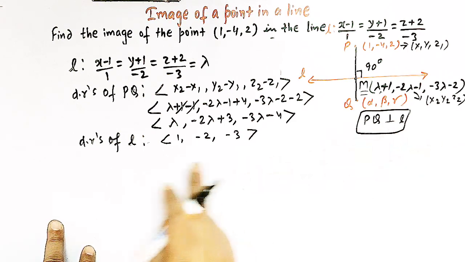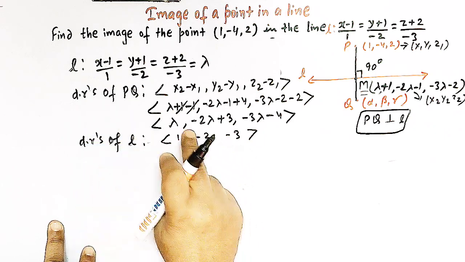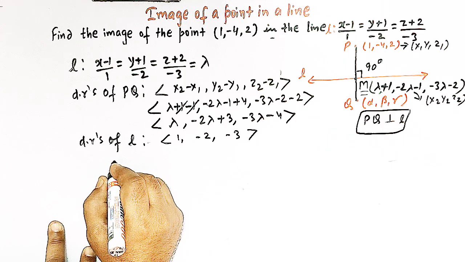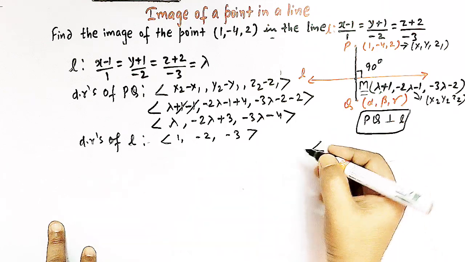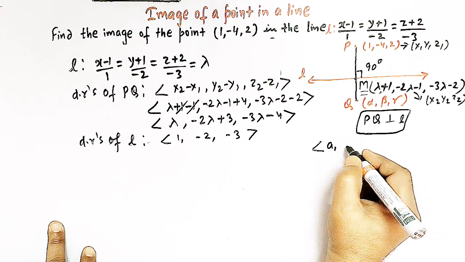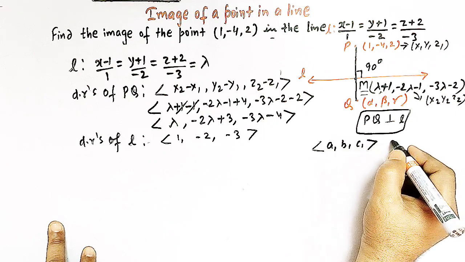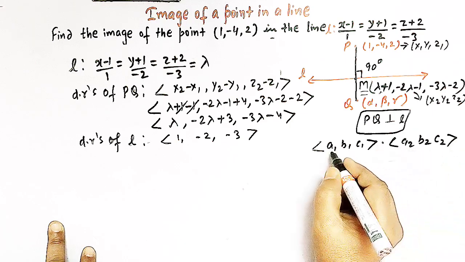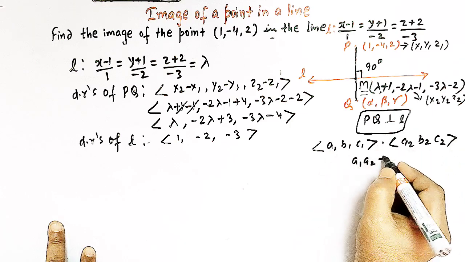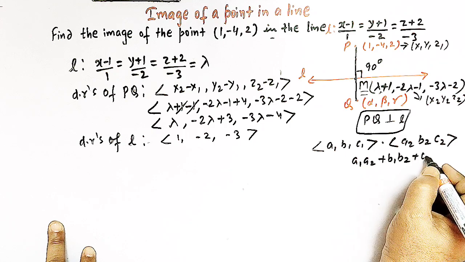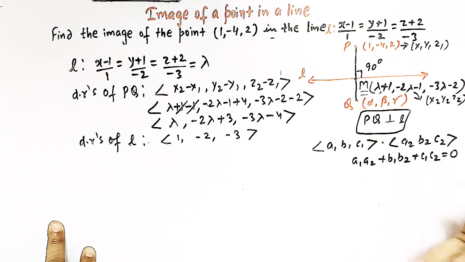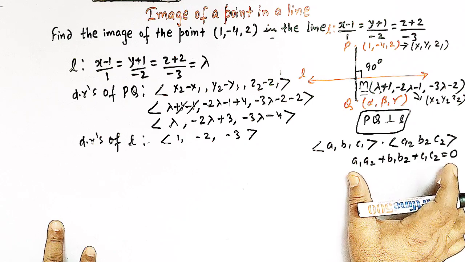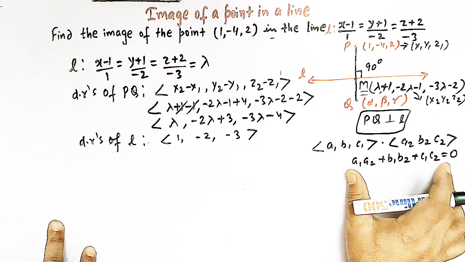So now PQ is perpendicular to L. So the dot product of these two direction ratios must be equal to 0, because we know that if we have two lines and their direction ratios are A1, B1, C1 and A2, B2, C2, then their dot product A1 A2 plus B1 B2 plus C1 C2 should be equal to 0. So this is known as the condition for perpendicularity of two lines or two vectors.